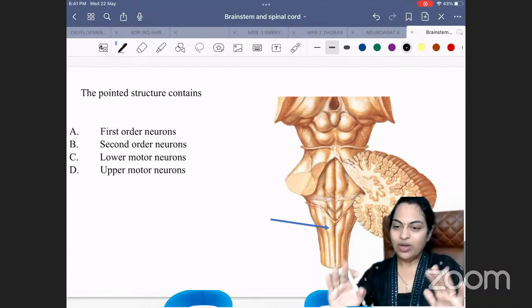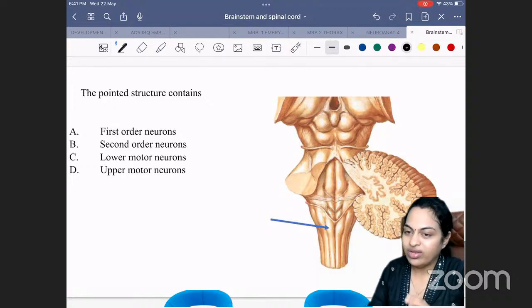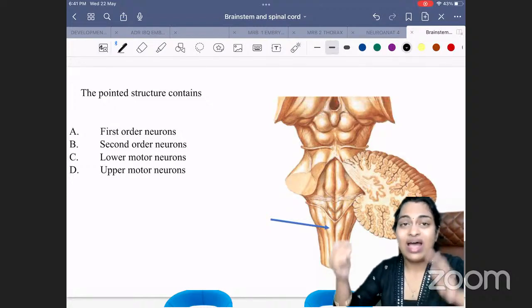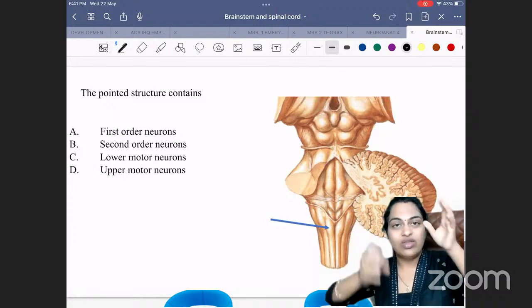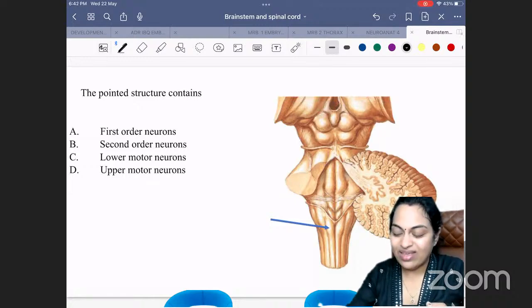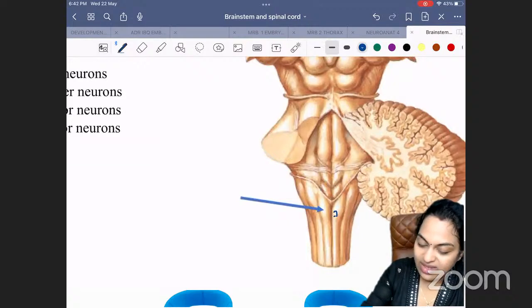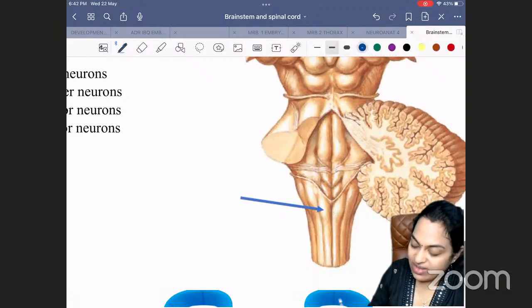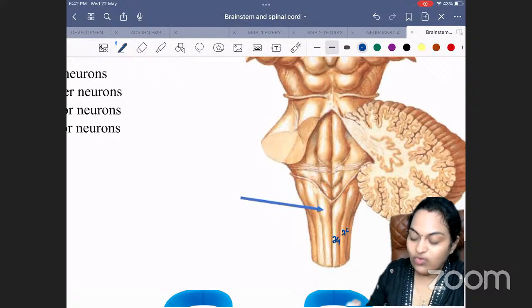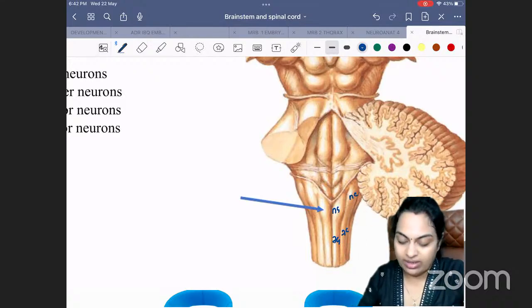So we are looking at the medulla from the posterior aspect, isn't it? Can you tell me what is pointed out? What was there on the posterior aspect of the spinal cord? We saw the dorsal column, right? Fasciculus gracilis, fasciculus cuneatus, the dorsal column. The same thing we are seeing here. So this is the fasciculus gracilis. This is fasciculus cuneatus, right? So fasciculus gracilis is coming and ending in the nucleus gracilis. This is nucleus cuneatus. It's called the gracile tubercle and the cuneate tubercle.